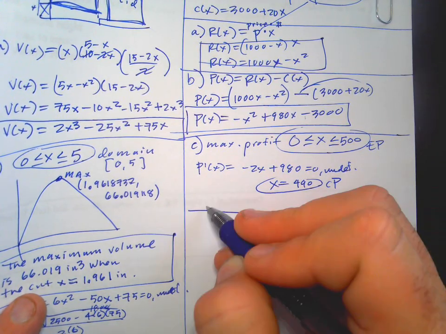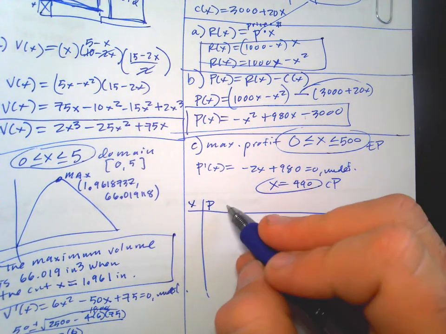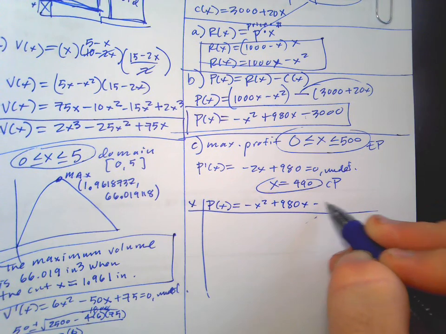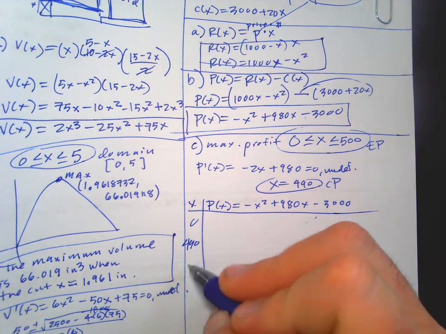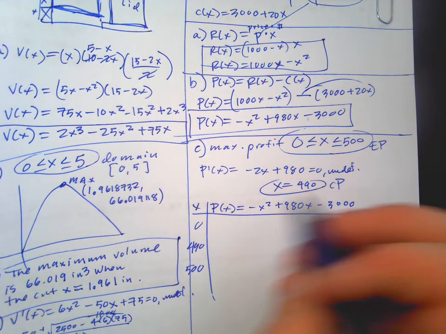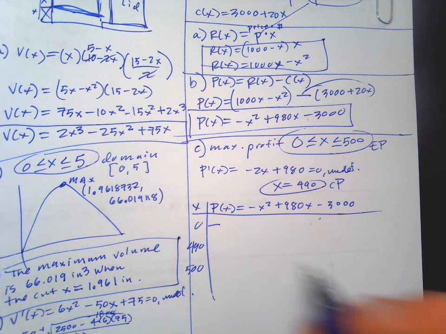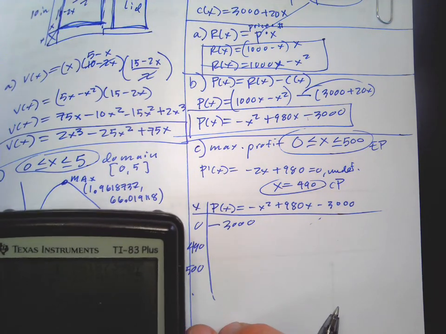We're going to make a table and plug these into profit, since we're trying to maximize profit. We're going to do 0, 490, and 500. So we plug 0 in here, and we get negative 3,000 for profit, which means you're losing a lot of money, right? We could just plug these in real quick.